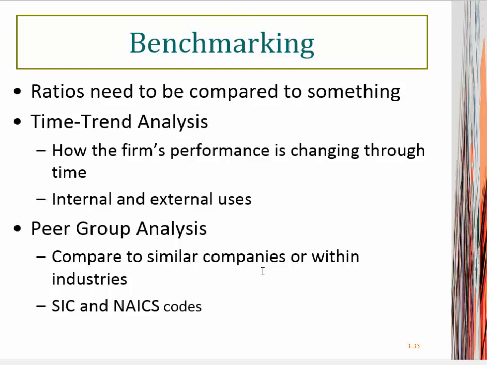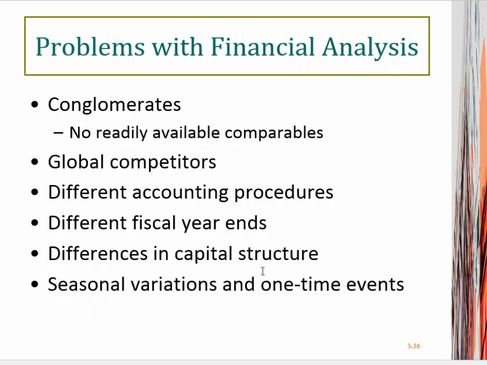We can go by the SIC number or the NAICS number, which are industry codes. So you can find industries and you can find the codes for those industries, and you can figure out how your company stacks up with your ratios compared to the industry's ratios. And in the end, the last thing we're talking about, we just have to realize that there are some problems with financial analysis, right? Nothing is ever nice and easy.